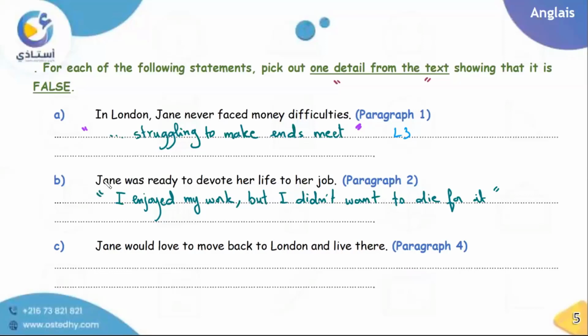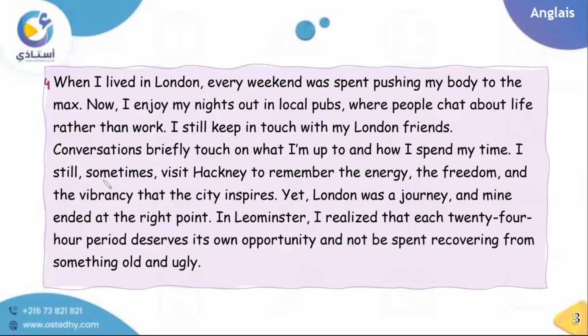Okay, C. The third sentence, Jane would love to move back to London and live there. Of course, this is not correct. She wouldn't like to move back to London. She fled London, okay? Fled. She went to the countryside. She doesn't want to live in London anymore. She doesn't want to move back to London and live there. What's the sentence in paragraph 4 that shows that she doesn't want to go back to London?